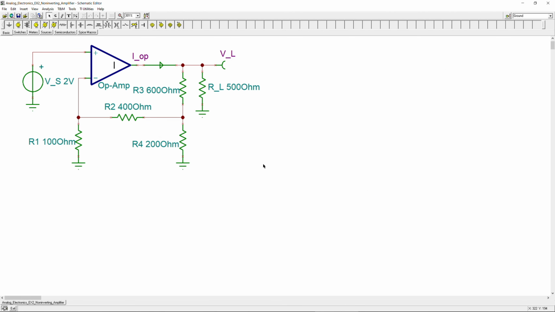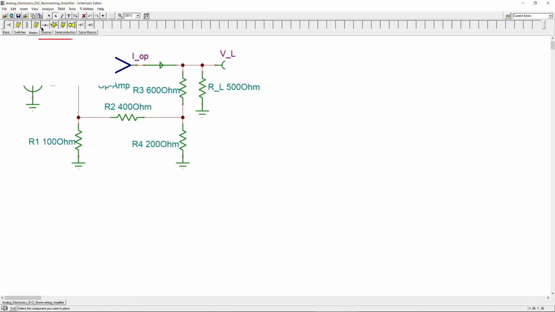Alright, we are now in the SPICE simulator. You can see the circuit, ideal op-amp, Vs of 2 volts, and the resistors R1, R2, R3, R4, and also the load. This current arrow will measure the current in this branch, and this voltage pin will measure the voltage at this node with respect to ground. You can get this arrow from meters, that's shown here.